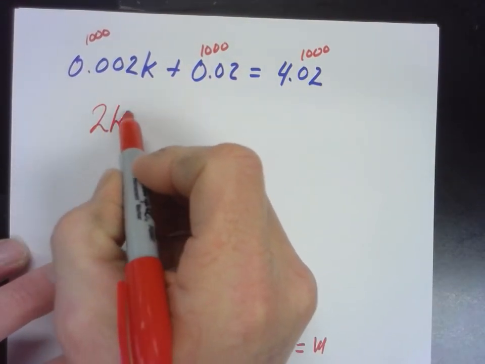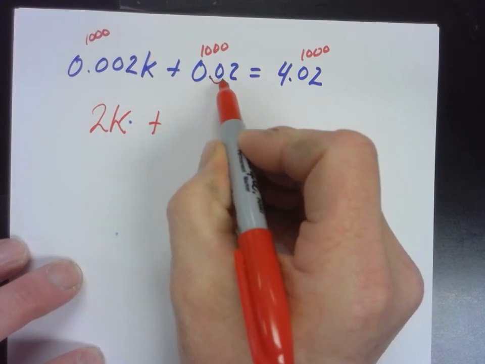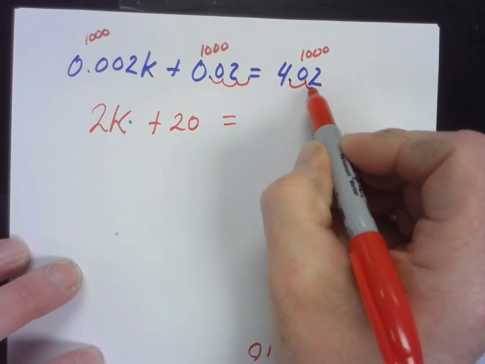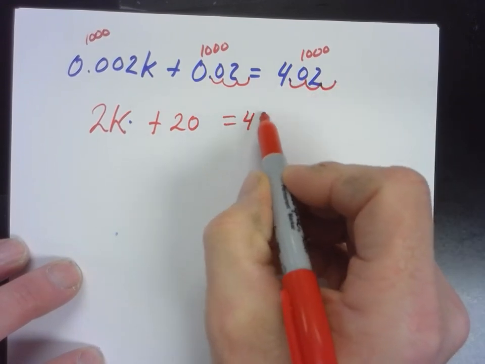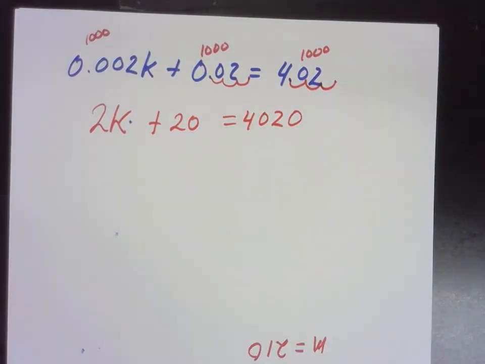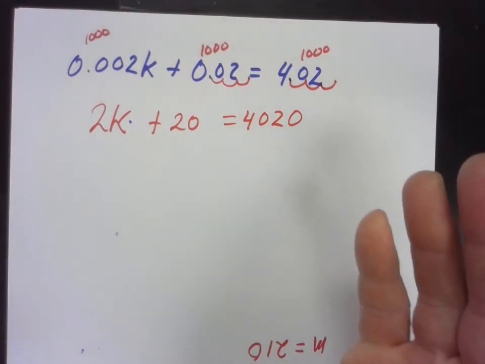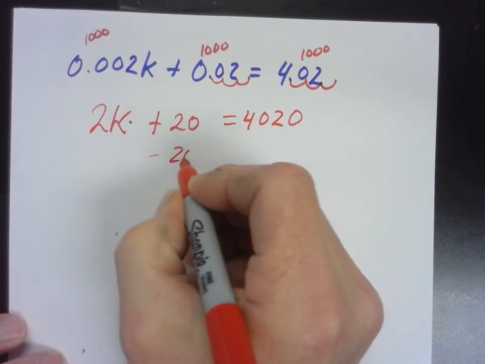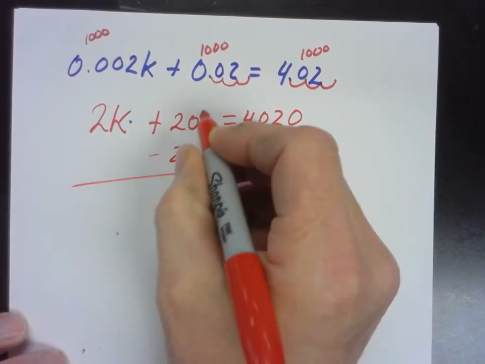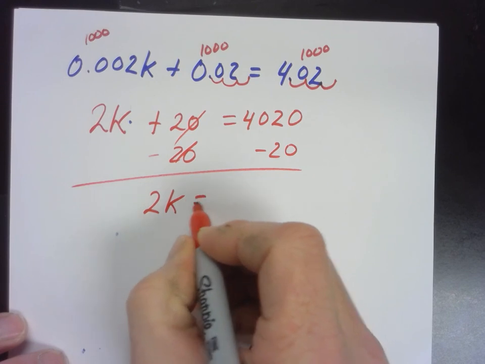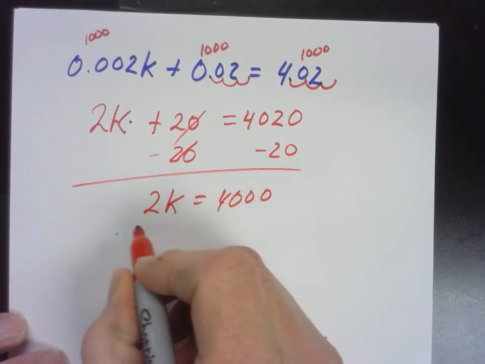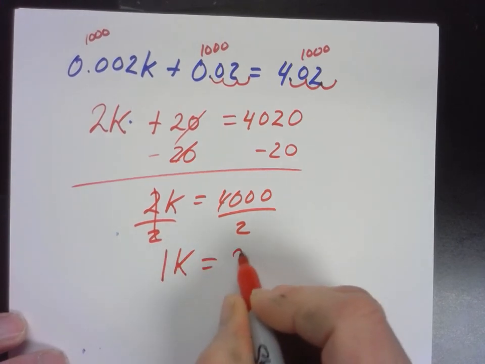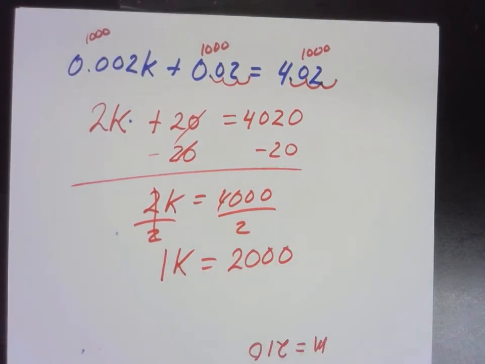2k plus, now look, 1, 2, 3, 20. And over here, 1, 2, 3, 4,020. So now this is an equation we can solve. It's going to have the same solution, same root. We can just, one times k. There it is.